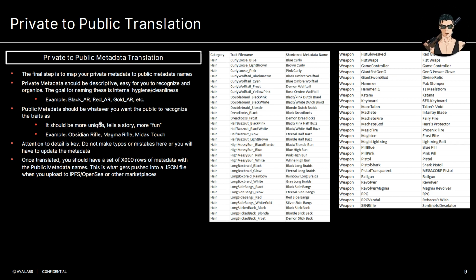But internally, when you're organizing these traits, it helps to be more descriptive and organized. And the goal for naming these is just internal hygiene and cleanliness, so you don't get mixed up. So the examples I gave below, you might refer to internally as just black underscore AR, red underscore AR, gold underscore AR. So attention to detail is key here. It's very easy to make mistakes when you're dealing with so many hundreds or thousands of traits, trait variants, colors, genders, and whatnot. So it's very, very important to be organized here, and that's where the private versus public names come into play. So you can see the chart here, or the two charts on the right show you an example mapping of what private metadata to public metadata would be.